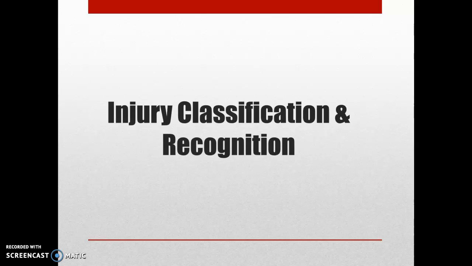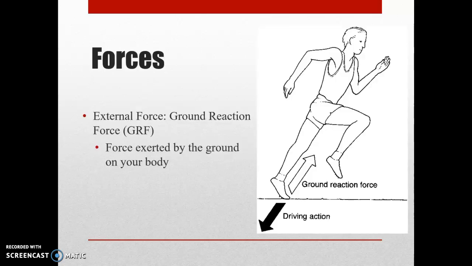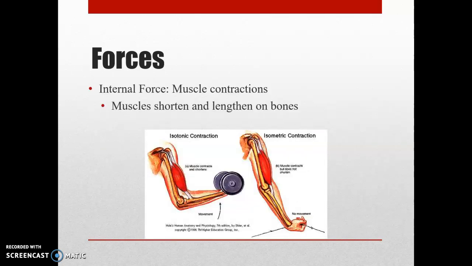And then here I just have a few injury classification and recognition slides that you will need to know for exam 1. So this talks about forces. So the ground reaction force, that's going to be the force that's exerted by the ground on your body, and it's going to be equal and opposite from the force that you exert onto the ground. We also have internal forces. So that is our muscle contractions. So our muscles are going to shorten and lengthen to try to move our bones, and that is an internal force.